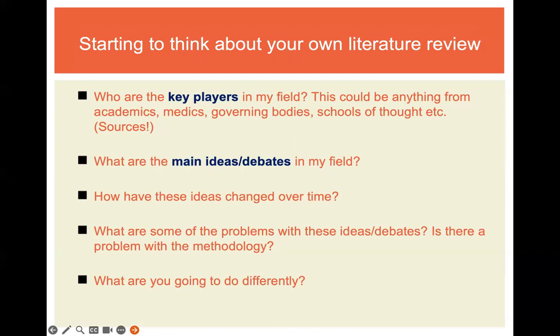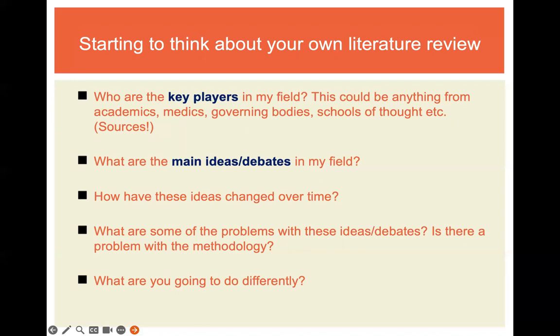So if you are working on laws, for example, you cannot not cite the landmark cases. You need to cite them. That's what I'm saying. You need to cite the important people in the field.